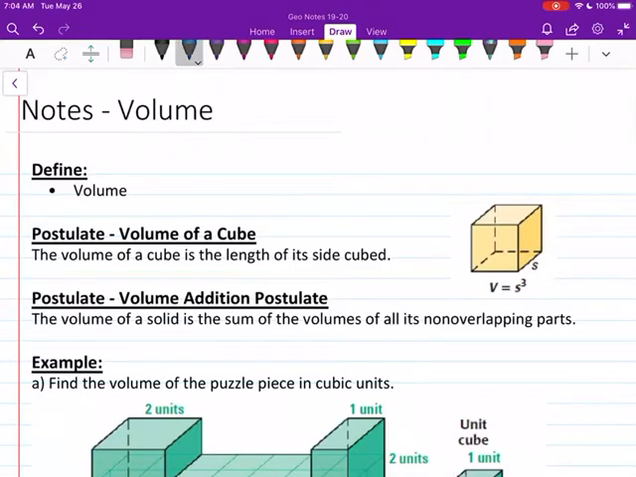Hello, today's notes, we are talking about volume. So what is volume? Volume is going to be the measure of space a three-dimensional shape takes up, okay? So it's the measure of space a figure occupies. It's a good word, occupies.